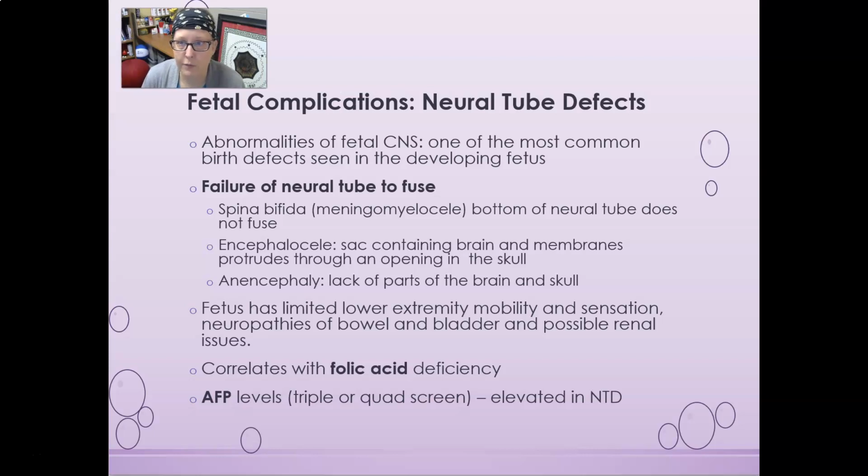So we screen for neural tube defects with alpha-fetoprotein levels. They can be part of a triple or quad screen. This is often done in the beginning of the second trimester of the pregnancy. And if they're elevated, then you can suspect neural tube defects.